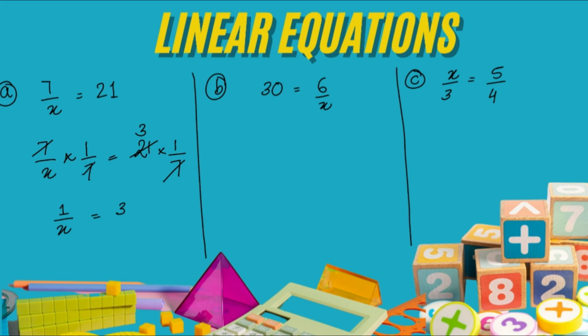Now we are going to take the reciprocal. So x is equal to 3. Sorry, so x is equal to 1 upon 3. Let's move on to the next one.